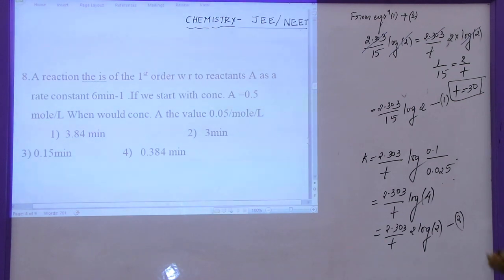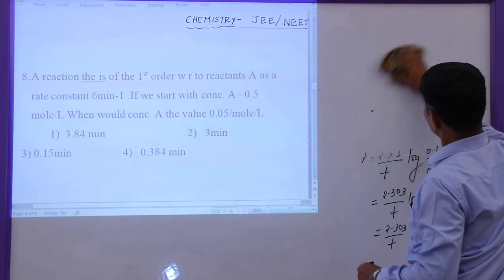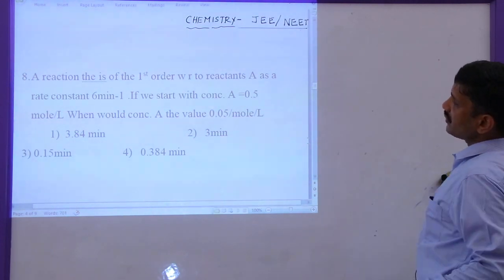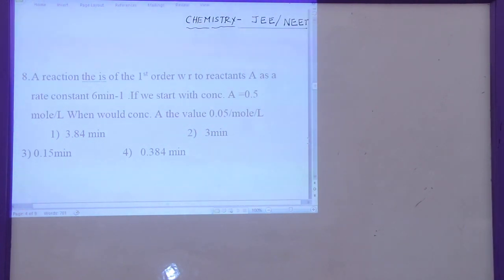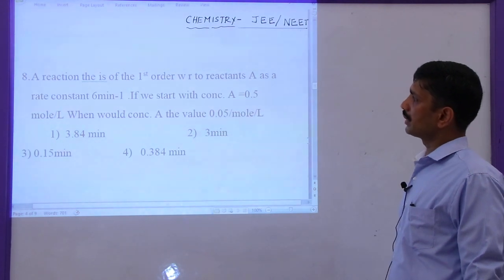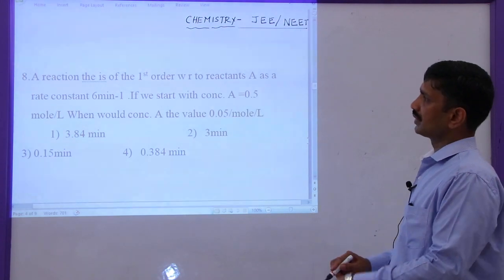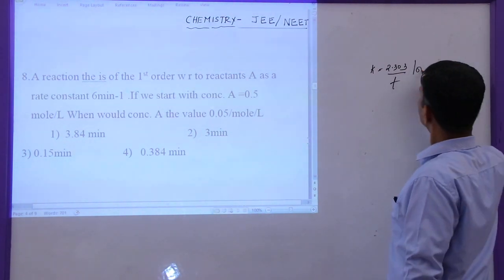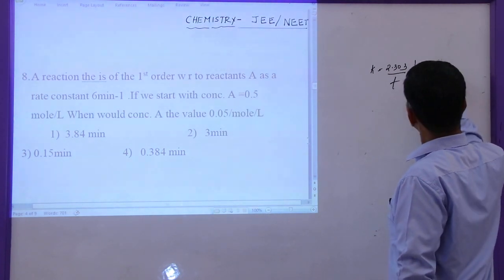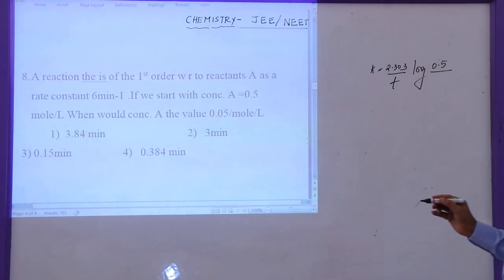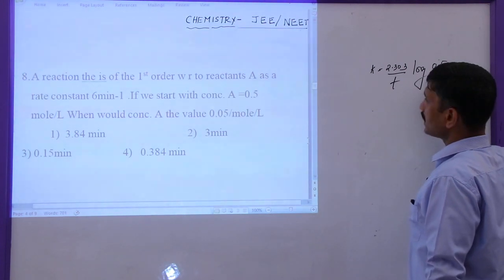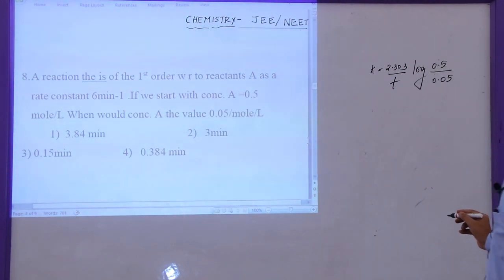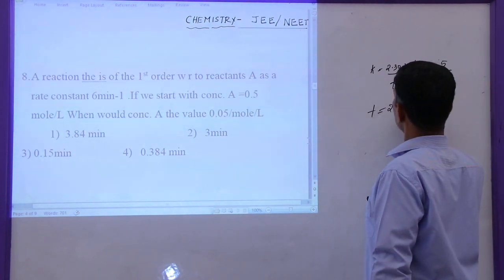A first order reaction. Next one. A reaction is first order with respect to A and has a rate constant of 6 per minute. If we start with the concentration of A as 0.5 mole per liter, when would the concentration be 0.05 mole per liter? The rate constant is given, so k is equal to 2.303 divided by t log. The remaining concentration a minus x is equal to 0.05. We need to find the time, and since k is given, t is equal to 2.303 divided by 6.